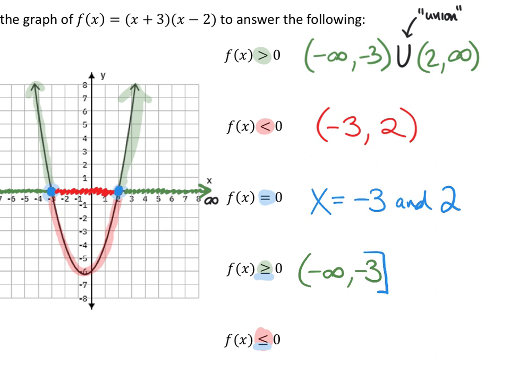Is there another section where it's green or blue? Yeah, what does it start with? 2, but that 2 is what color? Blue, so I'm going to give it a blue bracket. When does it stop being green? Infinity. And what should I put in between those two intervals? The U for union.